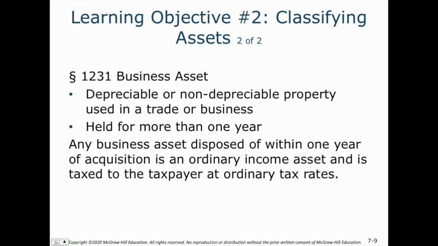Section 1231, business asset, depreciable or non-depreciable property used in trade or business. And this is going to be held for more than a year. So any business asset disposed of within the year is going to be an ordinary income asset. The reason why is because it's disposed of within a year, so it's not going to be 1231 property. And it's also depreciable property, so it's not going to be a capital asset. So it's going to be in that catch-all that's defined by other classifications. So it's going to be ordinary income property, and it's going to be taxed, therefore, at ordinary tax rates.